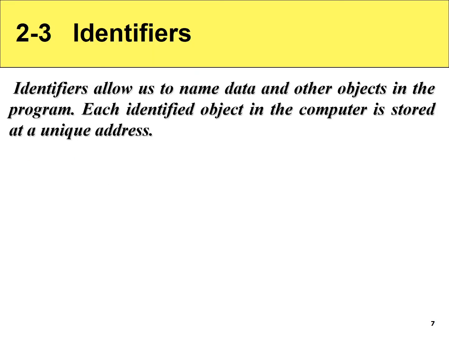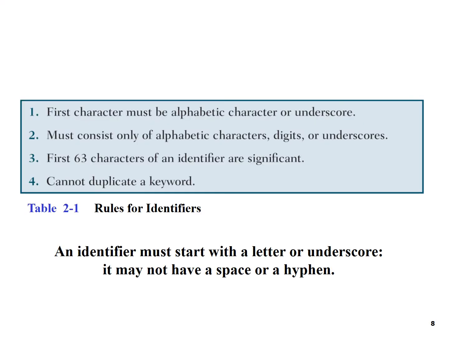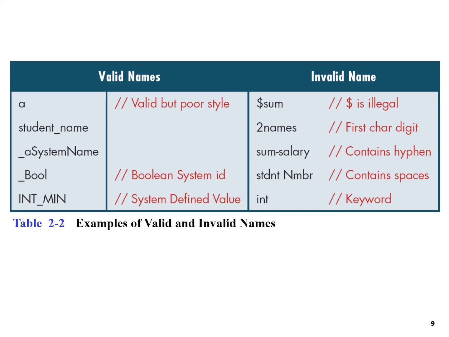Then the identifier allows us to name the data and other objects in the program. Each identified object in the computer is stored at an address. Then the rules of the identifier: it must start with a letter or underscore, and it may not have a space or hyphen. It cannot be a duplicate keyword. The first character must be an alphabetical character or underscore. This is the example of valid and invalid names of the identifier.